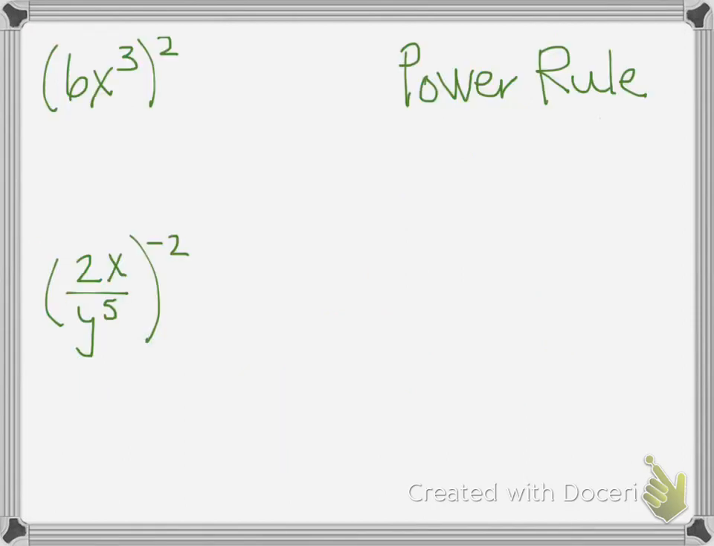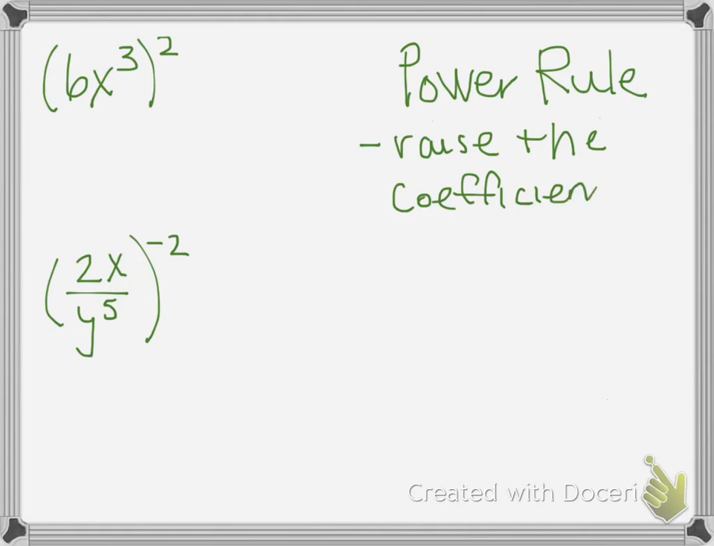The last rule is the power rule. When evaluating an expression with a power, the coefficient is raised to that exponent, and then you multiply the power with the exponent on the variable.